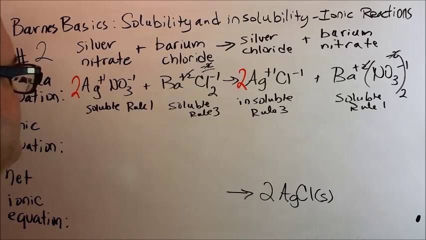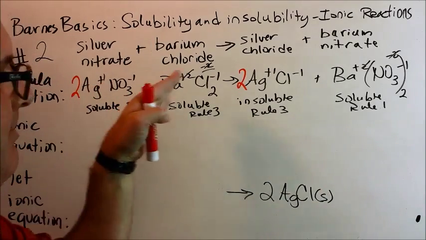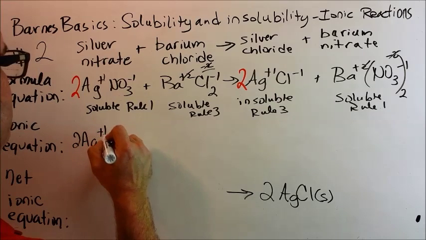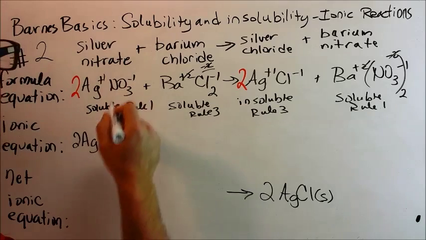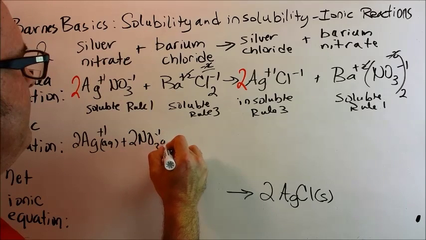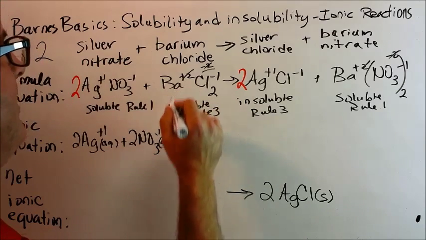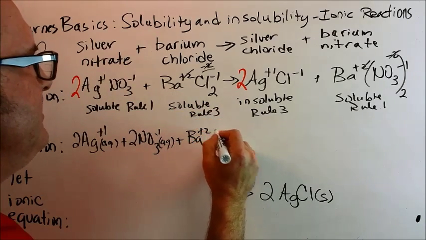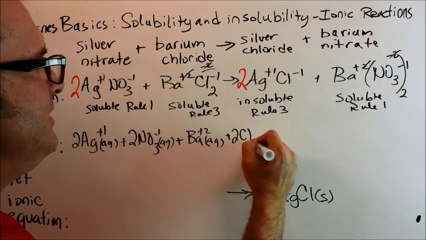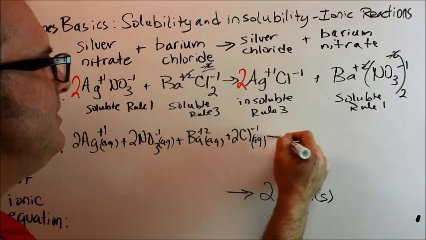One of the next things that I'm going to do is go ahead and write the ionic reaction. I'm going to write all of these separate ions. So in the ionic equation, we have two silvers that are +1. We have two nitrates that are -1, and they are also aqueous. Let's write that down. We have a barium that is +2. It is aqueous. We have 2 chlorines that are aqueous. And I always do that, aq, and that's -1.